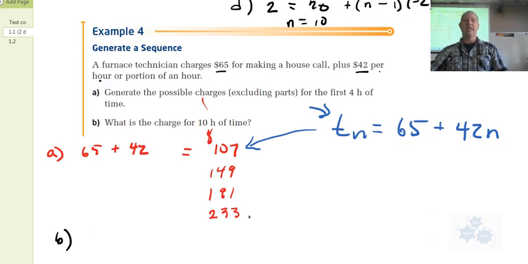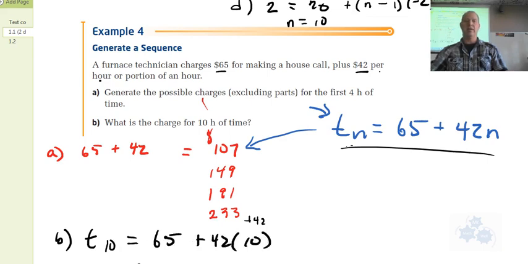So for 10 hours, you could keep adding 42 a whole bunch of times if you want. Or you could say, hey, how do I use this general term formula? And go T of 10 is 65 plus 42 times 10. So that's 420, 485. Okay. So, yeah, that's true.